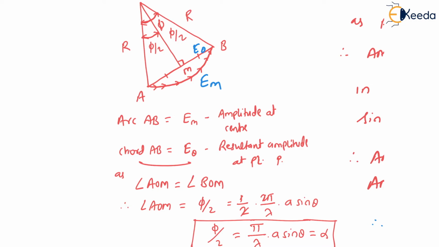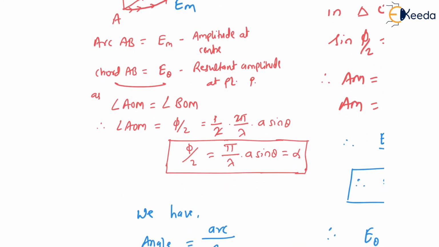Again, we all know that both angles are equal. So this angle AOM equals phi by 2. Again, we know the value of phi, so here we simply substitute the value of phi, and then we get phi by 2 equal to pi upon lambda a sine theta, and we have assumed this value as alpha. So remember, alpha and phi by 2 both are equal.